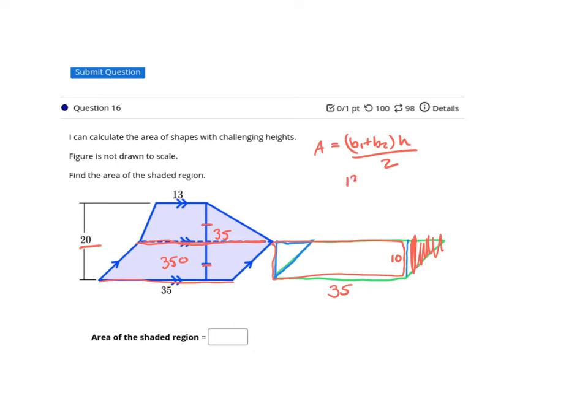So base 1 we have is 13, plus base 2 is 35, times the height, which is 10, divided by 2. So when you put all that in, you're going to end up with 240. So you have 350 and 240. Add those two together, and that should give you your answer.